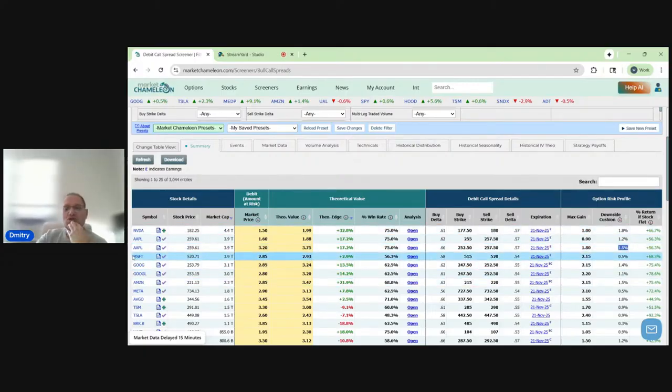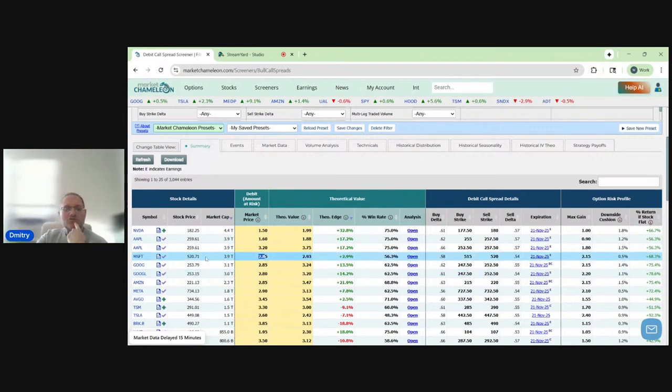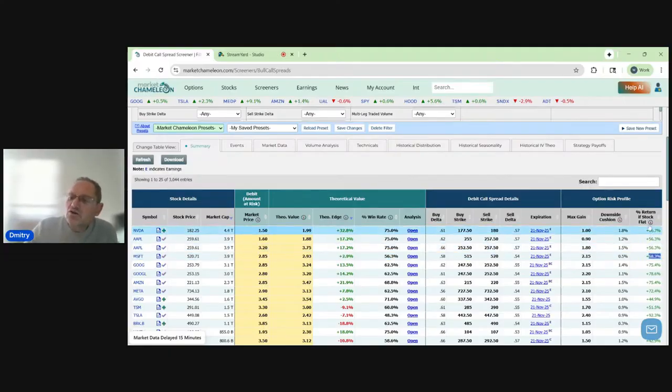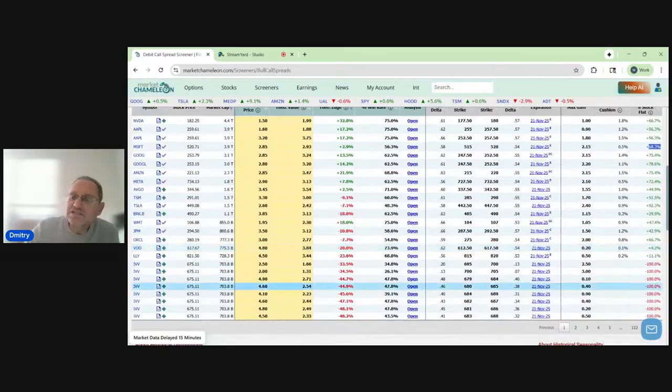Here's one in Microsoft. The one it found was the 515, 520 call spread. It costs $2.85. The stock is flat, right? It's already above 520. The stock is flat, it's worth $5. That's a $2.15 gain. That will be a 68.3% return. So this here allows us to quickly list this. Some of them don't have anything.